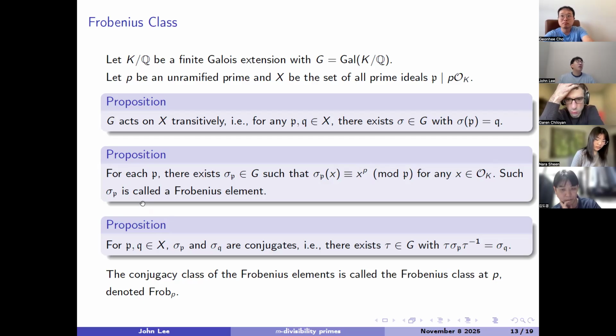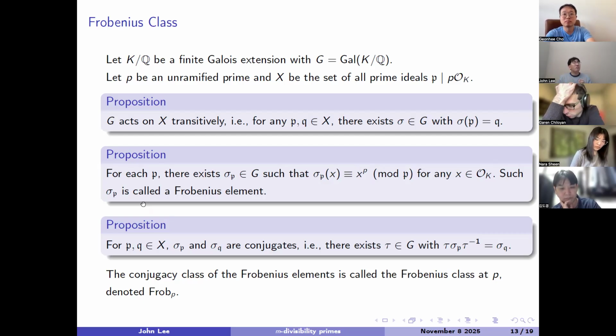Finally, if P and Q are prime ideals lying above the same prime, then sigma P and sigma Q, the Frobenius elements, are conjugate to each other. So you can find some tau in this Galois group where tau sigma P tau inverse is sigma Q.